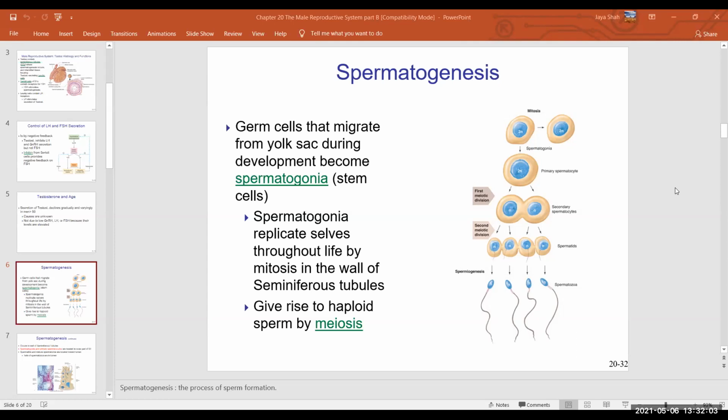So that's why every time you divide, you keep one inside the wall and one goes down, and that becomes enlarged inside with enlarged nuclear material, and that is called primary spermatocyte. Now, during puberty, this primary spermatocyte undergoes the first meiotic division. And you know meiotic division is haploid, so they make two haploid cells, and that's why we call them secondary spermatocytes. This is after the first meiotic division.